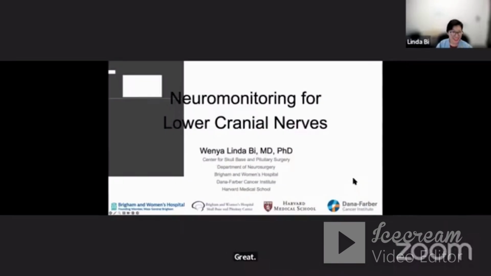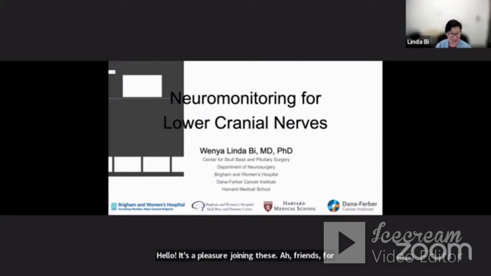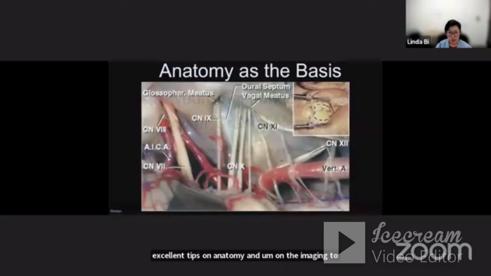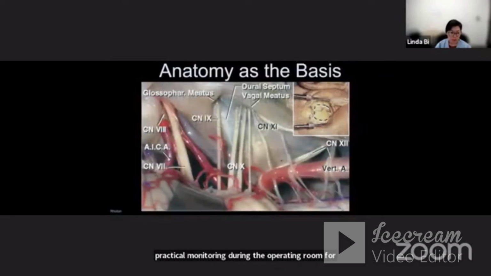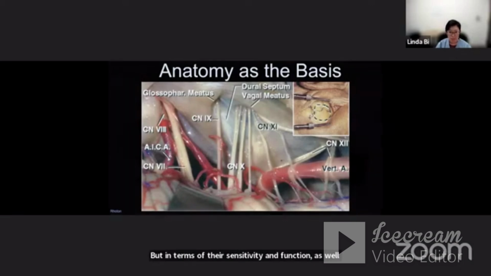Hello, it's a pleasure joining these friends after these beautiful talks, and I've learned a lot in the last hour. I'm going to try to transition from some of the excellent tips on anatomy and imaging to practical monitoring during the operating room for the jugular foramen, and specifically the lower cranial nerves. As several speakers have already delineated, the cranial nerves in the jugular foramen are quite complex, both in terms of their sensitivity and function, as well as their interlaced network to pathologies in this region.